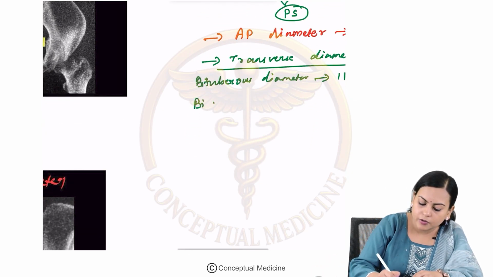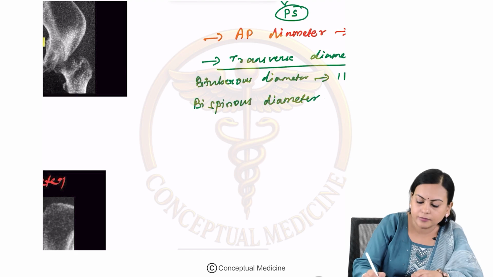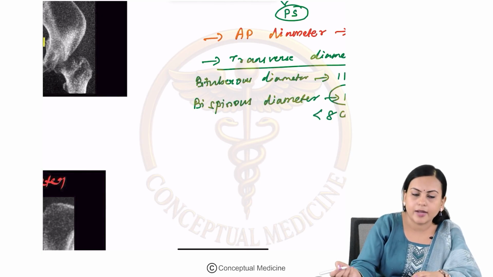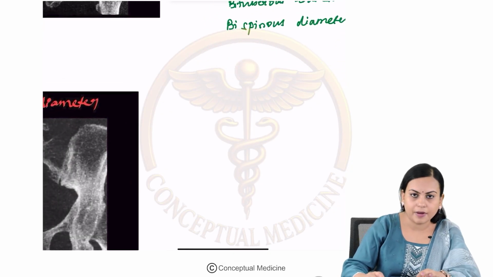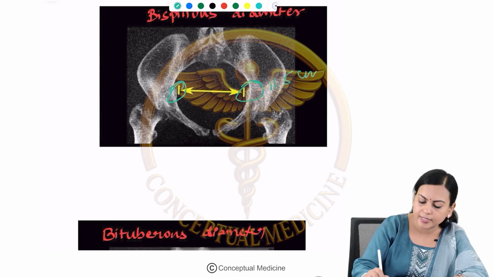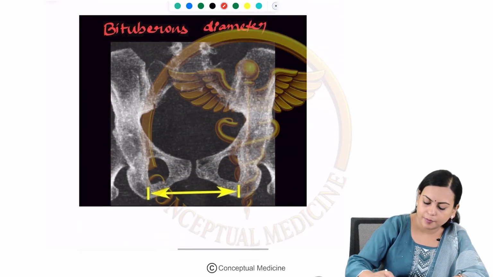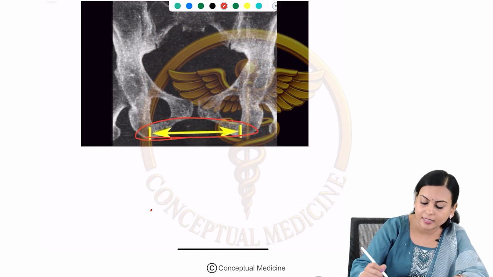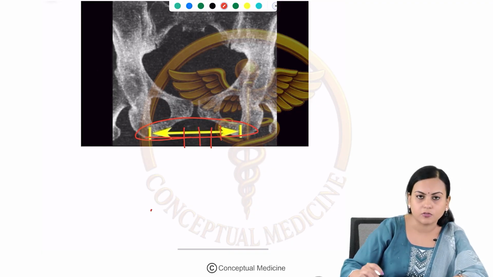Also, you have another transverse diameter here, which is the bispinous diameter between the ischial spines, and that is around 10 centimeters. Again, if this diameter is below 8 centimeters, then the pelvis is said to be contracted. This is the bispinous diameter seen between the two ischial spines, and this is the bituberous diameter between the ischial tuberosities, which you measure clinically in clinical pelvimetry, and this should allow 4 knuckles to pass through the space.